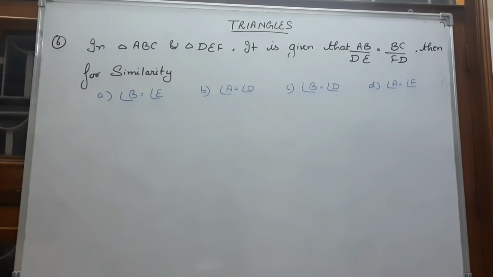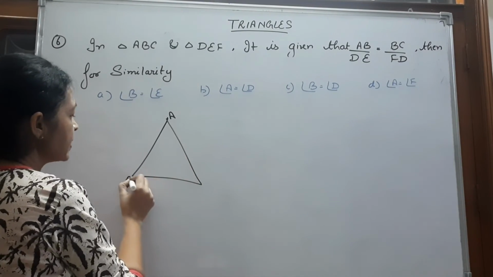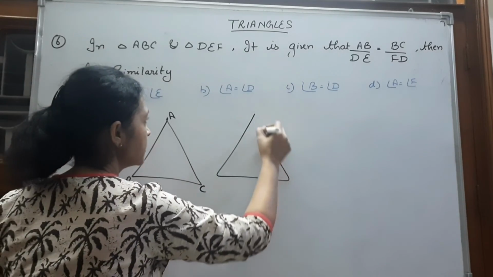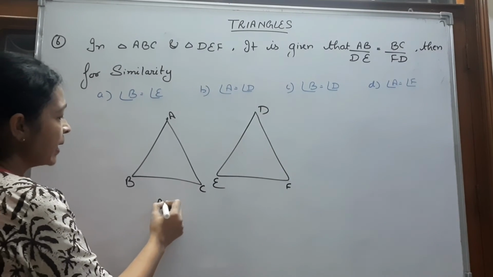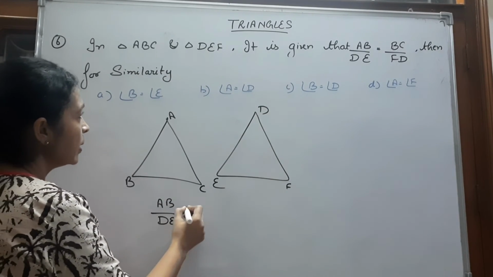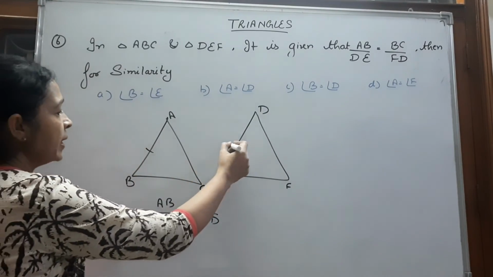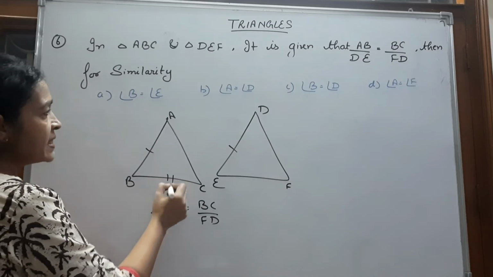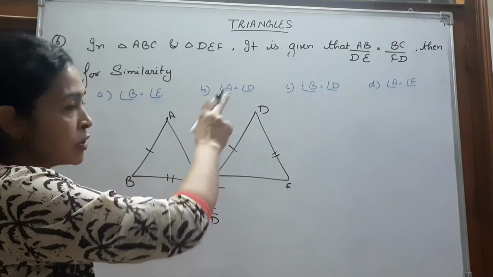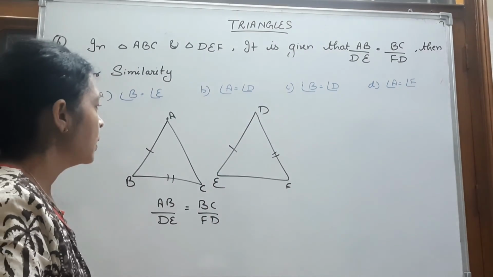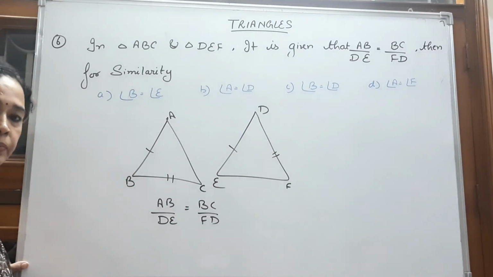In triangle ABC and DEF, we have two triangles, ABC and another is DEF. It is given that AB upon DE equals BC upon FD. AB upon DE equals BC upon FD. Then for similarity, which option is correct? Now, these two sides are proportionate.